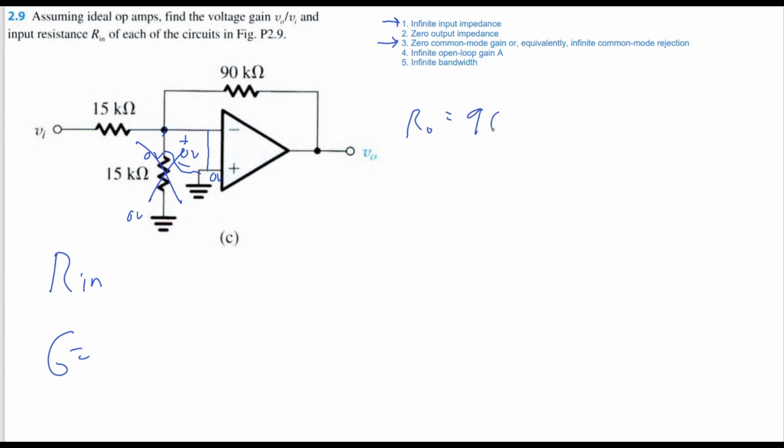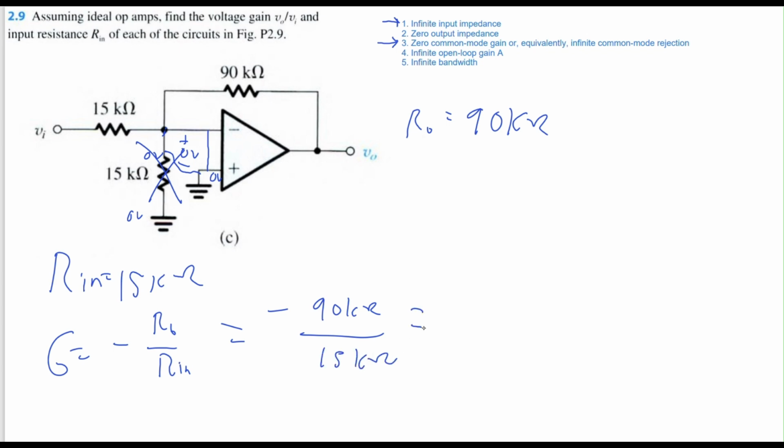So Rout is still just 90 kilo ohms, Rin is still just 15 kilo ohms, and the gain is equal to negative Rout divided by Rin, which is equal to negative 90 kilo ohms divided by 15 kilo ohms, which is equal to negative 6 once again.